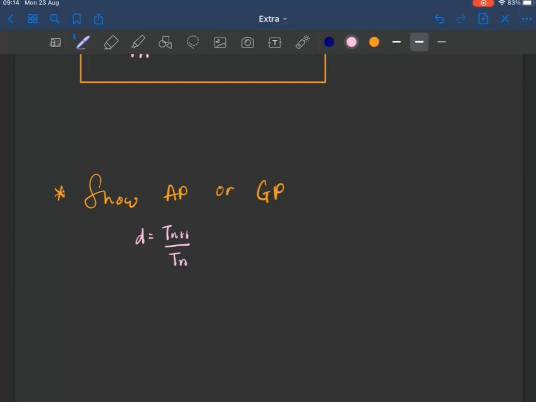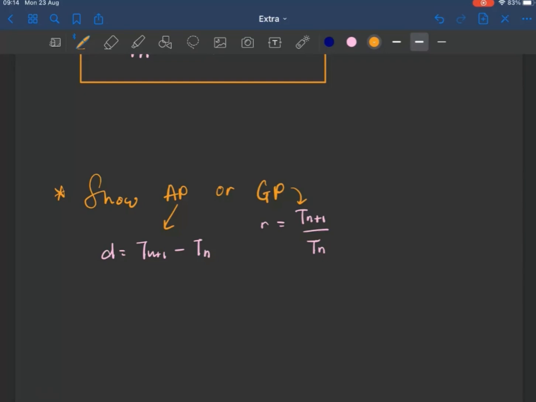Okay, so for GP nanti kamu akan tengok, kalau dah tengok baguslah. Tn, salah pula. Ni tolak. D equals to Tn plus 1 minus Tn. This one R equals to Tn plus 1 over Tn. Okay, ini untuk AP, ini untuk GP. So ini yang kita kena show kan.